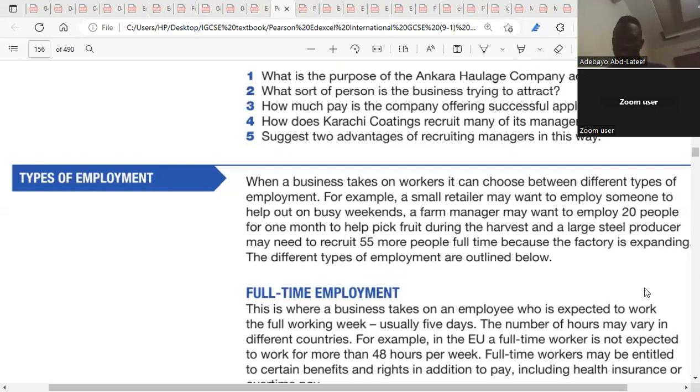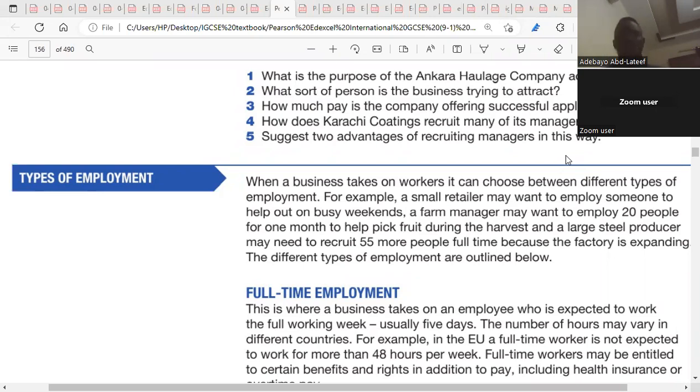Do you get my point here? Yes, so there's the employer. The employer is the business that is giving out the job. The employee is the person taking the job. So there's the employer, that is the company giving out the job, and the employee, that is the person taking the job, the person employed. Is it clear?